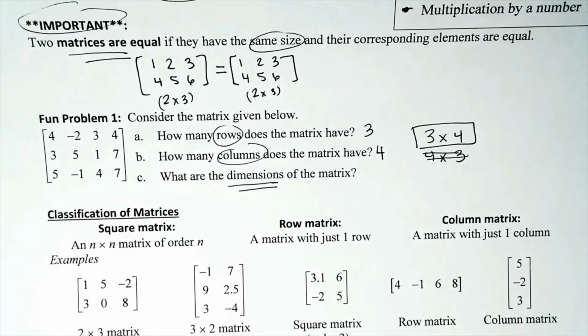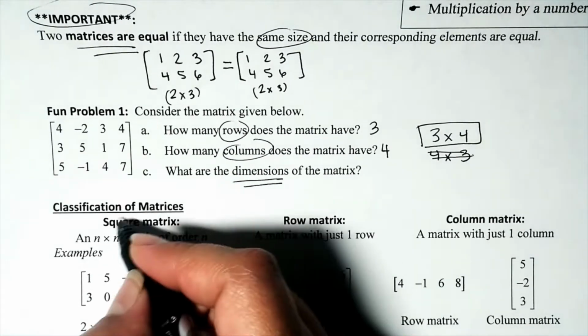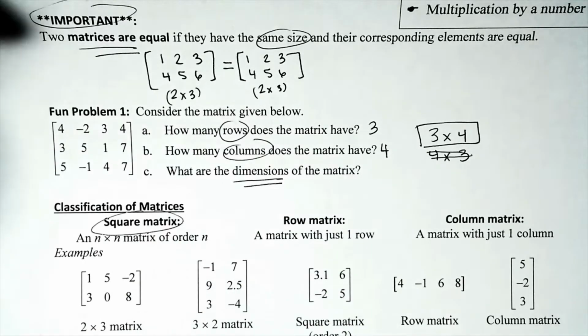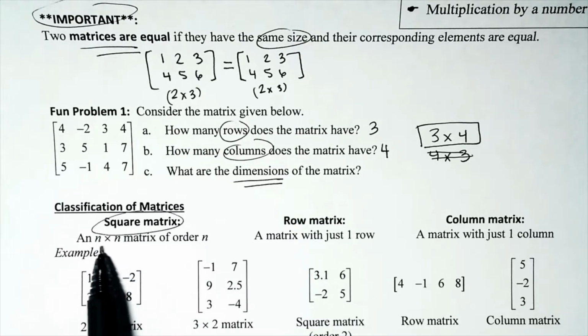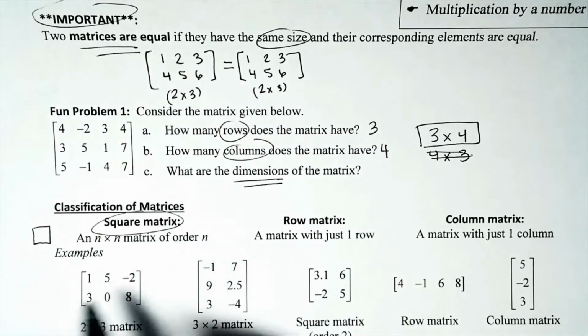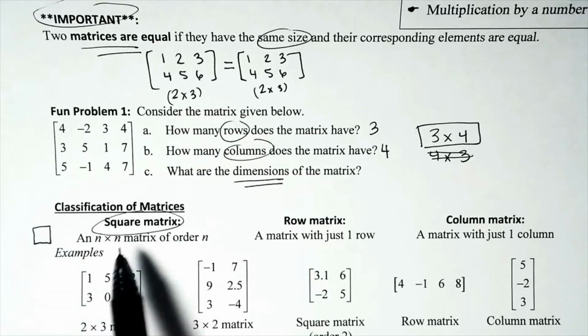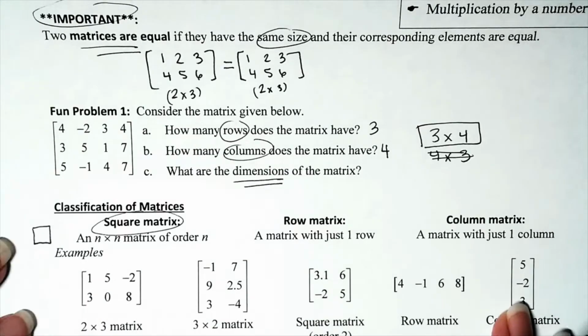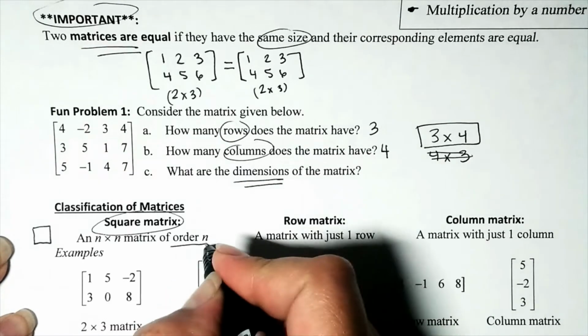Okay, moving forward. Now let's look at the special names given to some of these matrices. What is a square matrix? A square matrix is a special name given to a matrix that has the same number of rows and columns. Think about a square. What is a square? It's just a special rectangle where all the sides are the same. So a square matrix has the same number of rows and columns, or we'll call it order n.